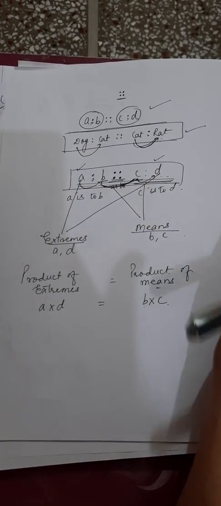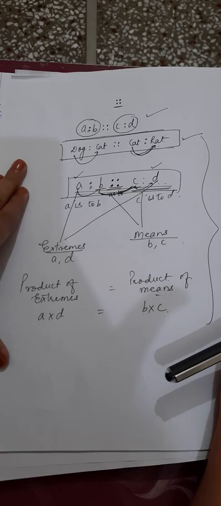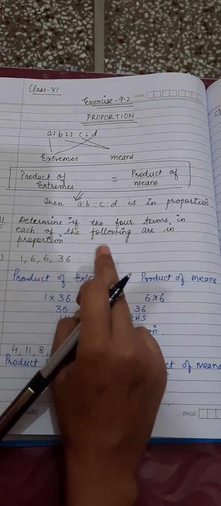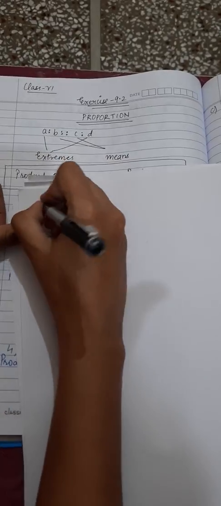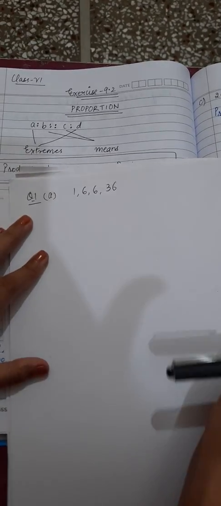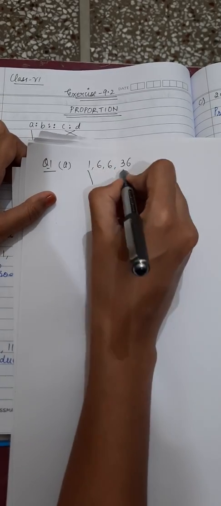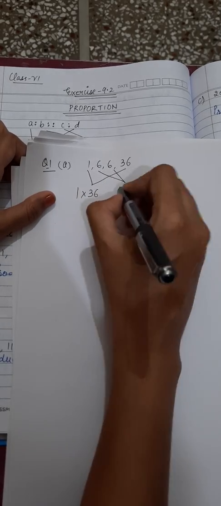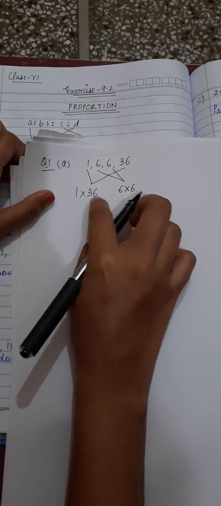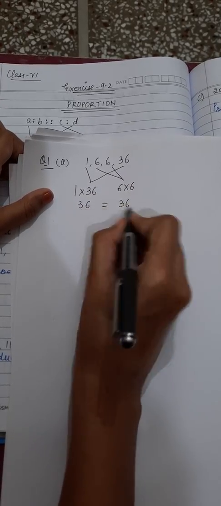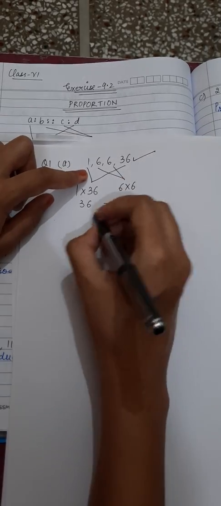We'll be doing the questions. This was the concept. Now on the basis of this concept, I'm going to move on to the questions and it will be more clear. Question 1 is, you have to tell whether the four terms are in proportion or not. The first part is 1, 6, 6 and 36. What you're going to do is take the extreme ones, 1 and 36, and multiply them. Take the middle ones, 6 into 6, and multiply them. 36 into 1 is 36. 6 6s are 36. Both the values are coming equal, so that means this is in proportion.